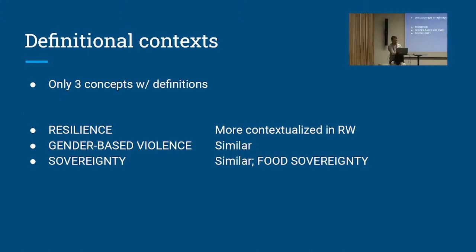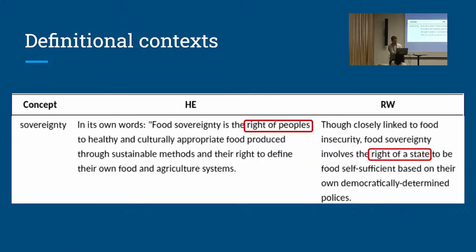But at least it gives us an idea of what kind of content we're getting. In terms of definitions that were much fewer, resilience and gender-based violence and sovereignty, they were a little bit more contextualized in ReliefWeb for resilience, but most of the time this was similar, and they tracked quite well between the two corpora.